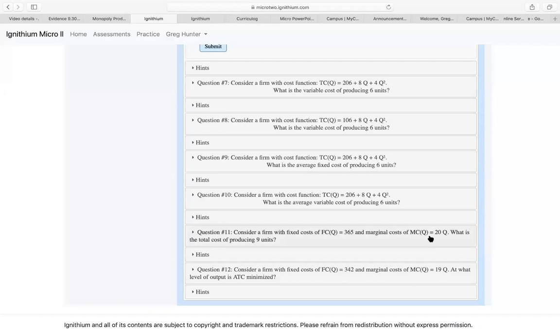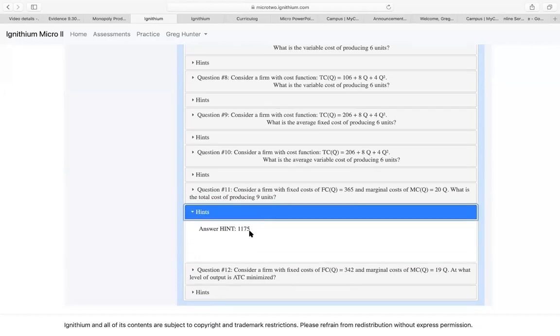So we just calculated the variable cost. We said it was 810. So 810 plus 365. 365 is 1,175. Okay. Boom.